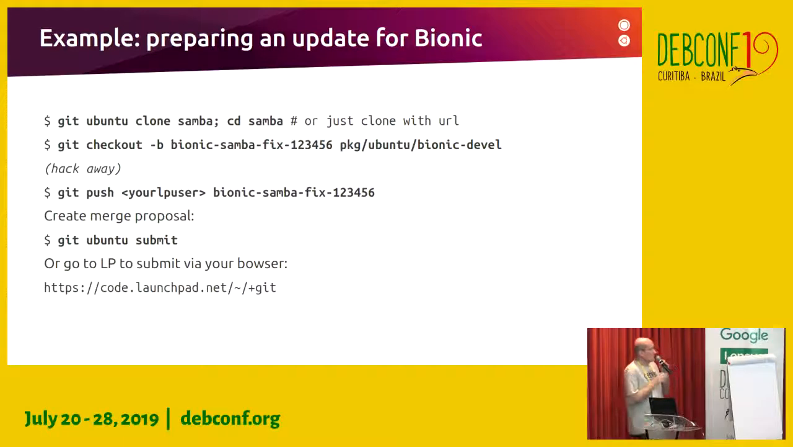Here is an example of an SRU, a stable release update. You would clone, again, the Samba package using Git Ubuntu or the plain clone from before. You create a branch with your fix. You branch it off from the tip of Bionic Devel, which means the latest that is in Bionic right now. Hack away, do your patches, apply them, test, build, etc., eventually push. If you use Git Ubuntu to clone, then you will have a remote already set for your Launchpad user. And you can also create the merge proposal in Launchpad itself in the GUI.